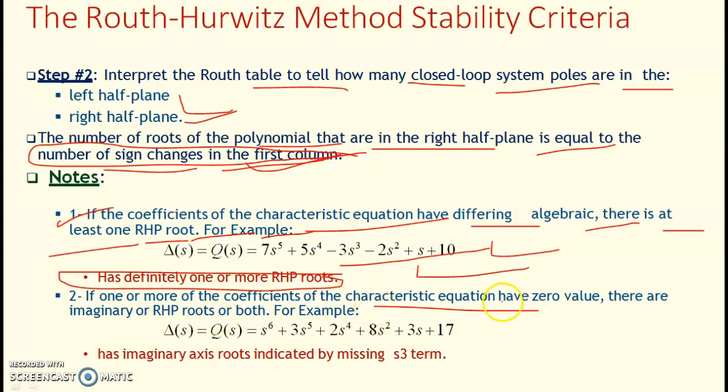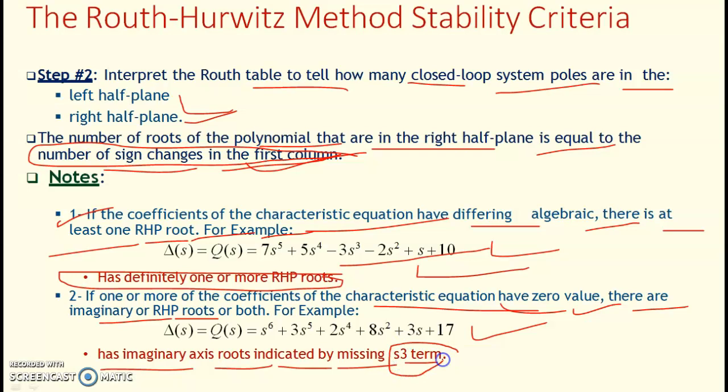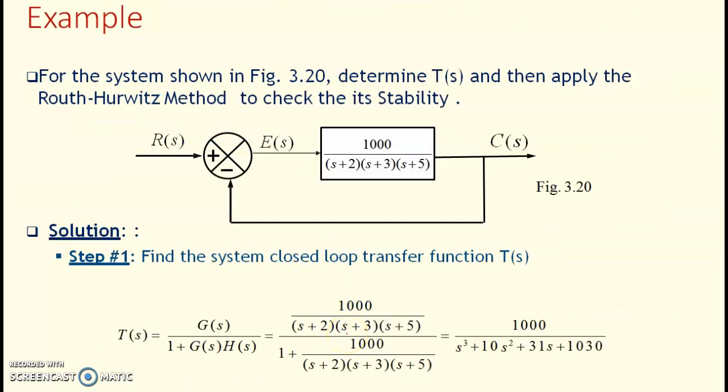If a coefficient of the characteristic equation has zero value, then there are imaginary axis roots or right half plane roots. The example will be like this: it has imaginary axis roots, indicated by the missing S cube term. So if any term is missing, then we can directly say there will be a negative value, and that negative value lies in the right half of the S plane. So these are the examples.